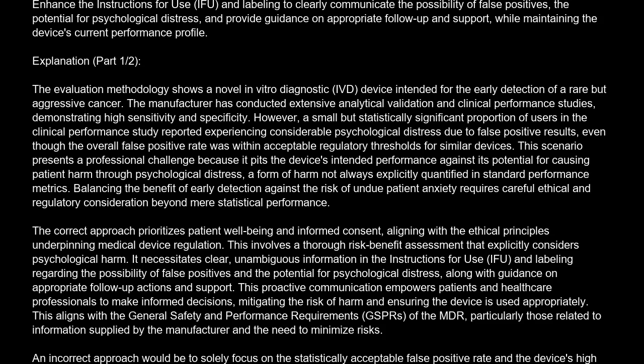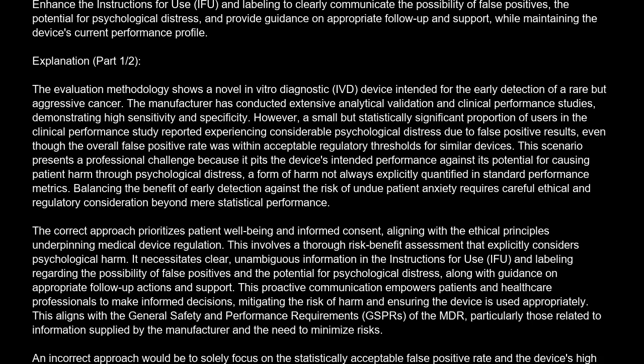The correct answer is C. Enhance the instructions for use (IFU) and labeling to clearly communicate the possibility of false positives, the potential for psychological distress, and provide guidance on appropriate follow-up and support, while maintaining the device's current performance profile.